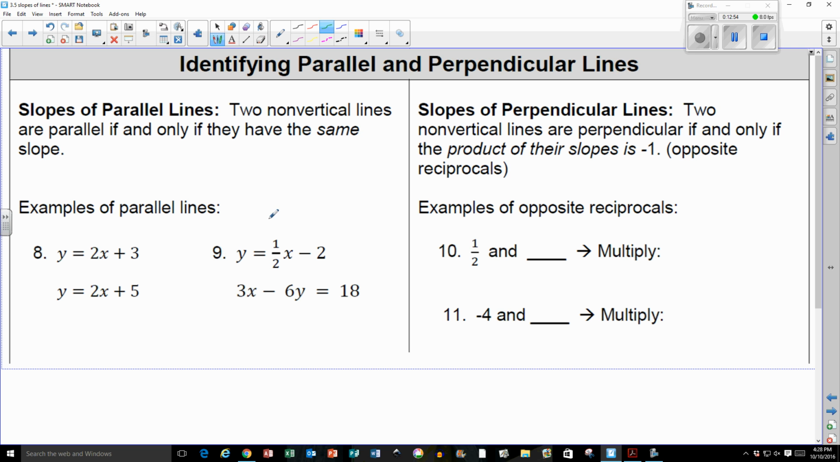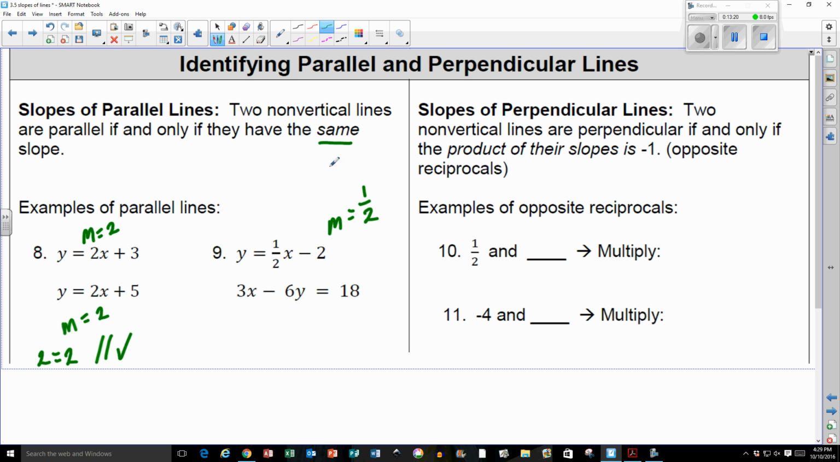If we're going to identify parallel and perpendicular lines, slopes of parallel lines have the same slope. So examples would be the slope of this one is 2. The slope of this one is 2. Therefore, these two lines are parallel. Since 2 equals 2, parallel. Check. The slope of this one is 1/2.